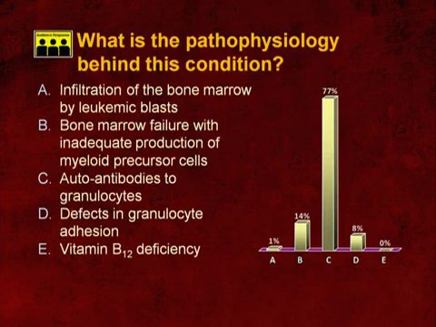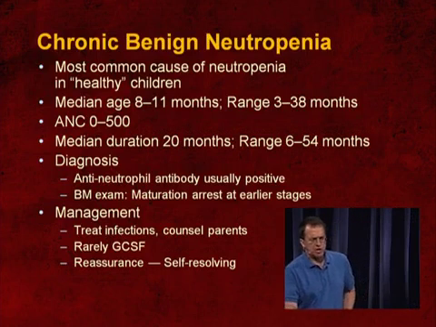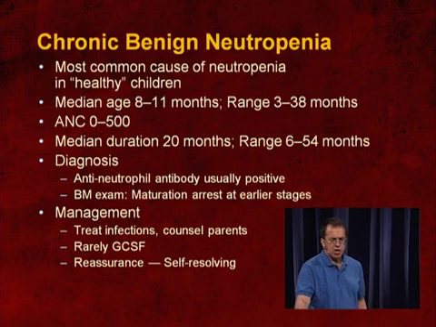You have reticulocytopenia in bone marrow failure. You ain't making reticulocytes. You have low white cells, you have low platelets, and when you look at the marrow, it ain't cellular. Okay? So this is autoantibodies to the granulocytes, and this is what's known as chronic benign neutropenia. It is the most common cause of neutropenia in healthy children.